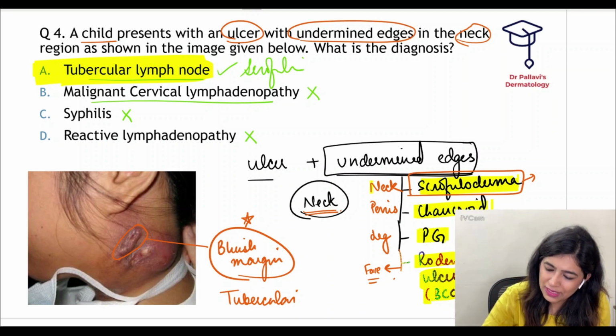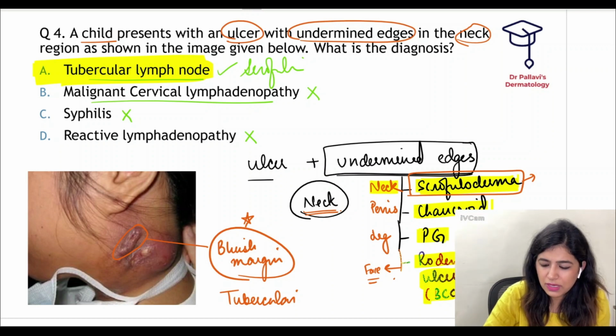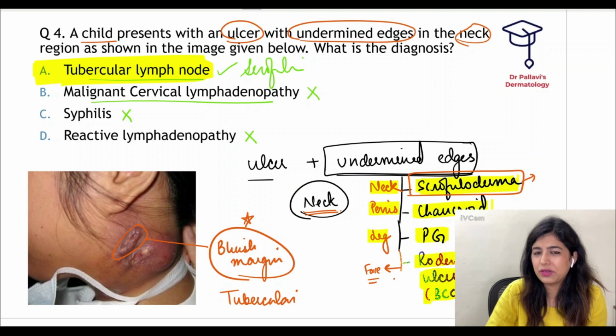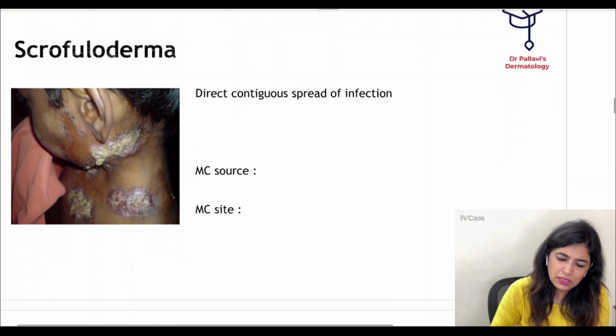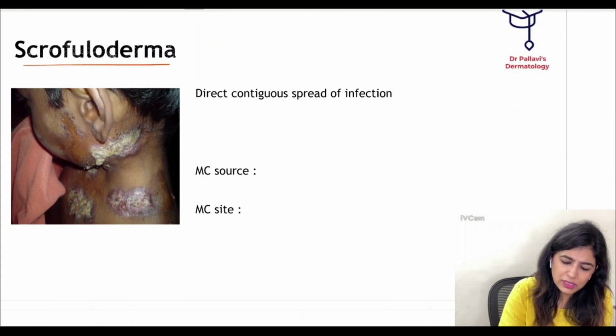Okay, so in the neck, it makes it Scrofuloderma. On the genitalia, chancroid. On the leg, Pyoderma gangrenosum. So these are three important differentials of undermined edges in an ulcer. Showing you another image of Scrofuloderma.